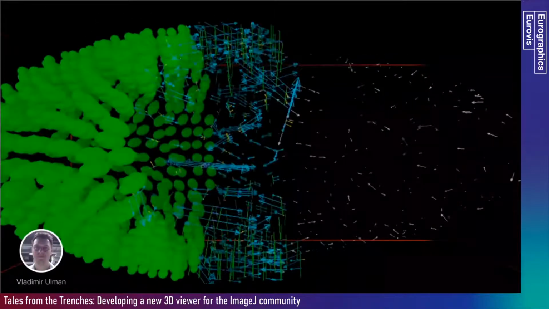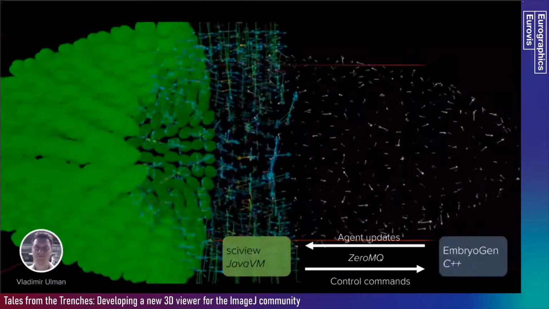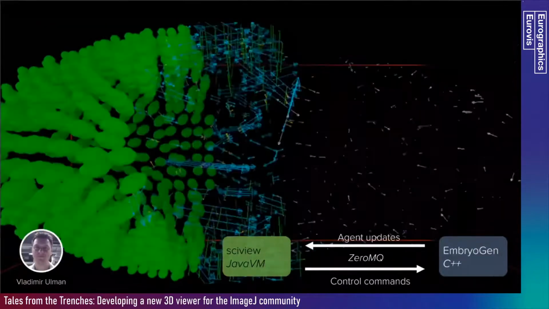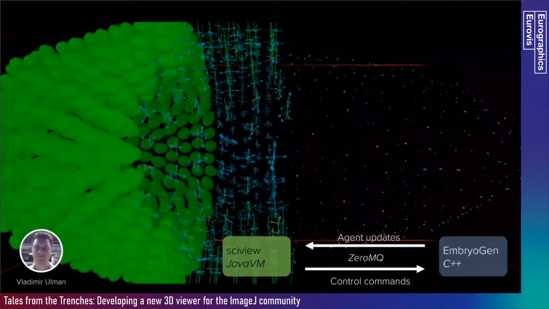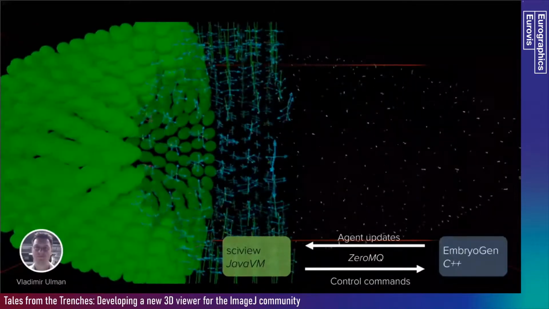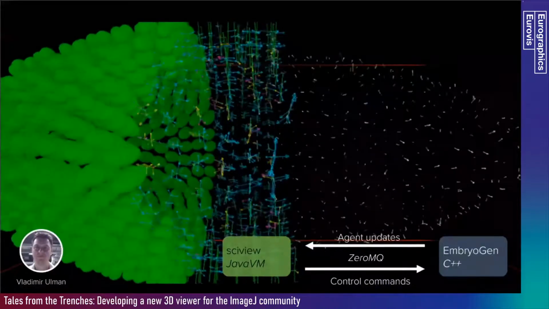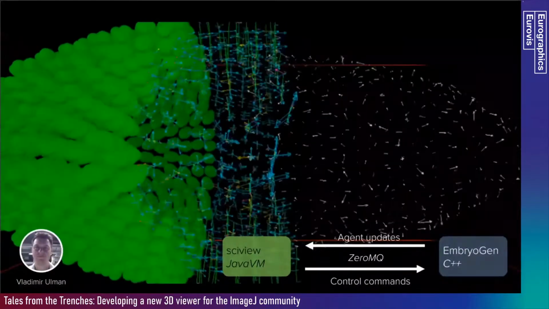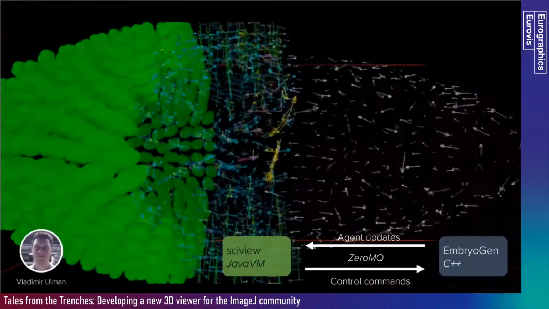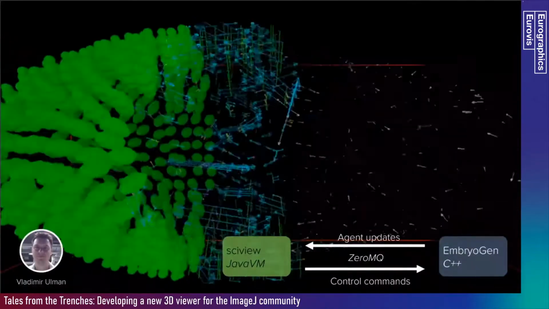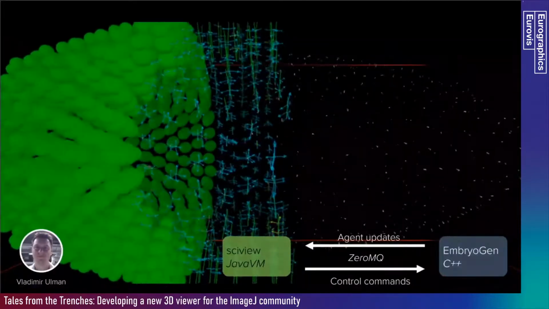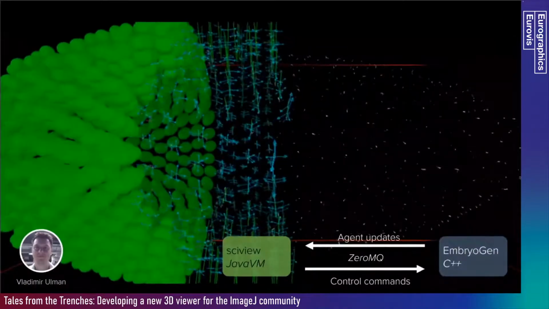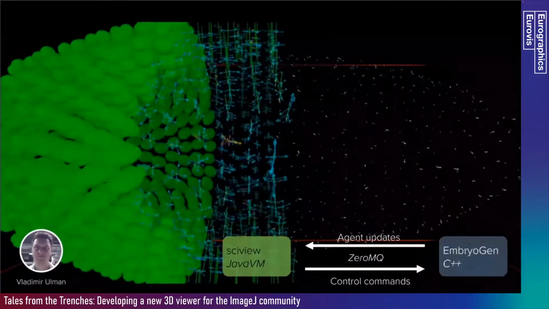Vladimir Ullmann has used SciView to develop a software named SimViewer, which is used for developing algorithms for automated analysis of microscopy images, for generating ground truth for these algorithms, because in microscopy you in principle never have an actual ground truth. So we use these kinds of software to generate plausible looking images from simulated embryos.